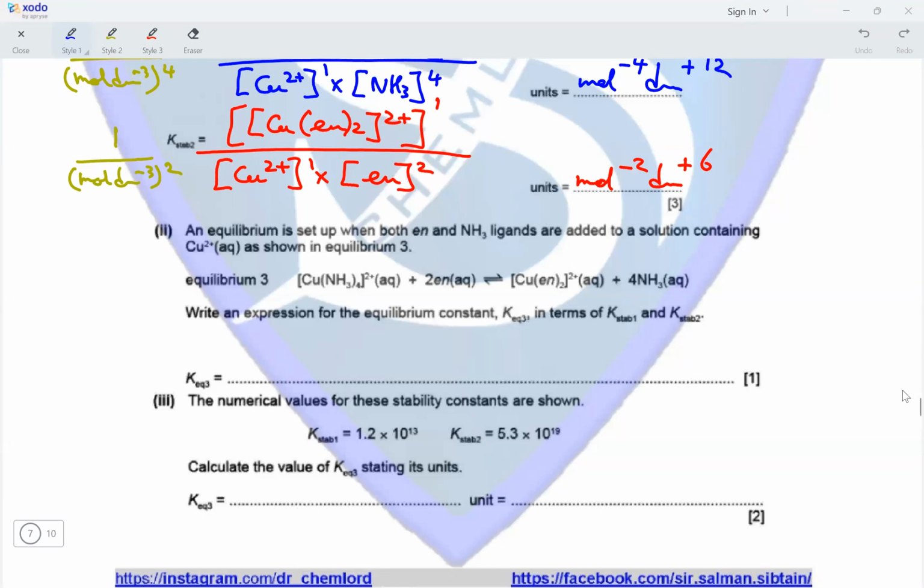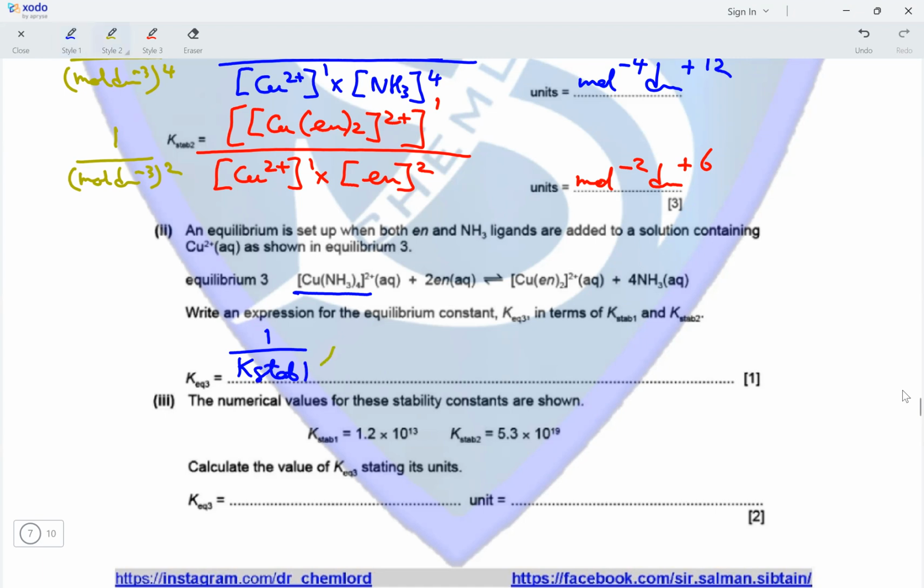An equilibrium is set up when both en and ammonia ligands are added to a solution containing Cu2+ aqueous, as shown in equilibrium 3. So comparing equilibrium 3 to equilibria 1 and 2, we've got [Cu(NH3)4]2+ on the reactant side, which is the product in equilibrium 1. That means equilibrium 1 is moving in the backward direction, which means that the K step value for equilibrium 1 in the backward direction would be 1 over K step 1.